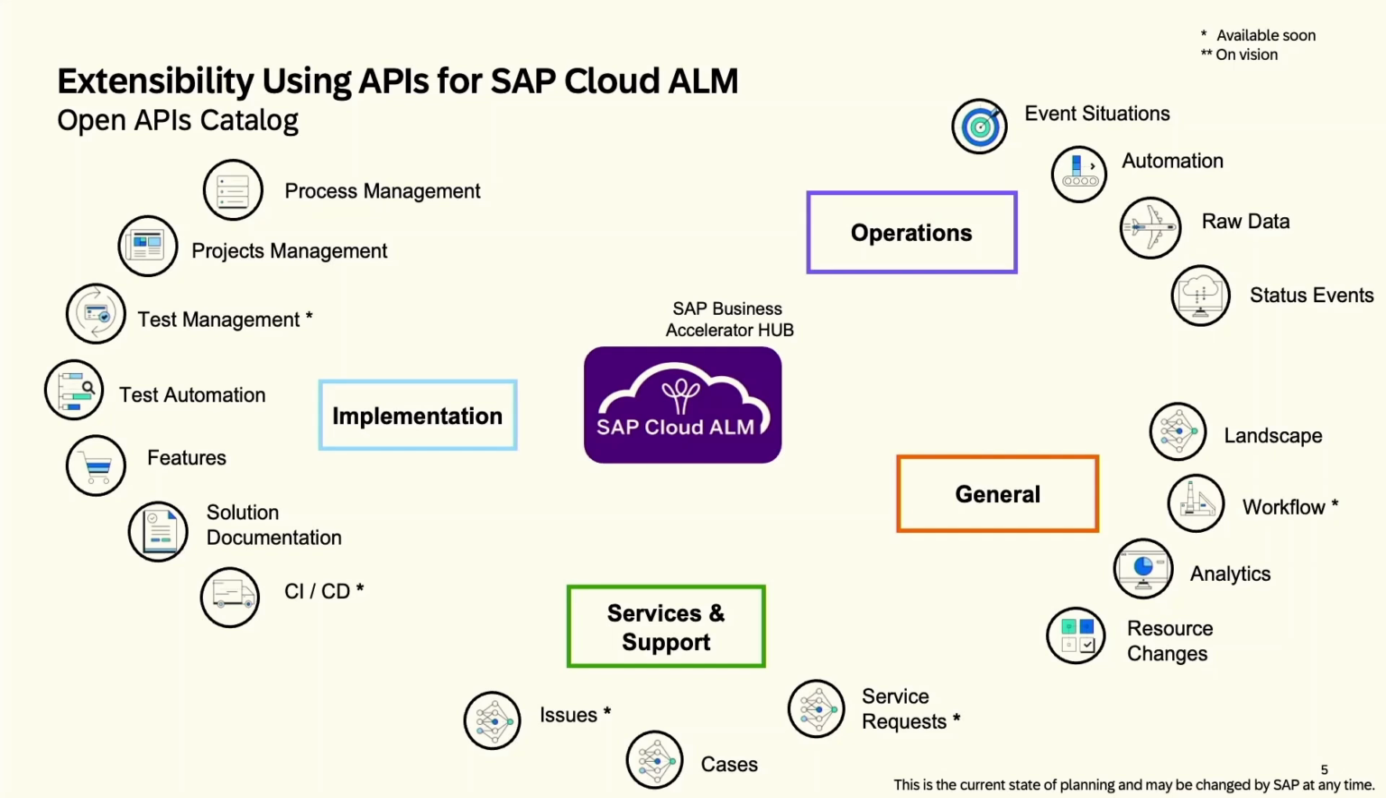So all APIs are published on the SAP Business Accelerator Hub, where you can find the documentation and even try these APIs directly with the trial capability of the SAP Business Accelerator Hub. As you can see, there are 4 types of APIs. There are APIs for implementations, like project management, features APIs, process management APIs. We have also APIs for operations with event, situation, automation APIs, raw data APIs.